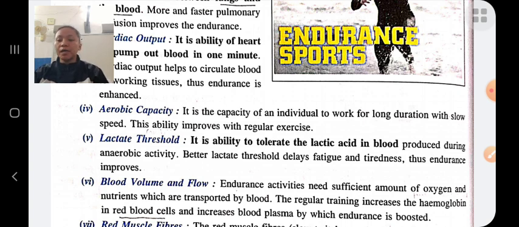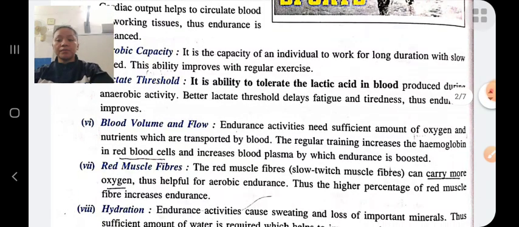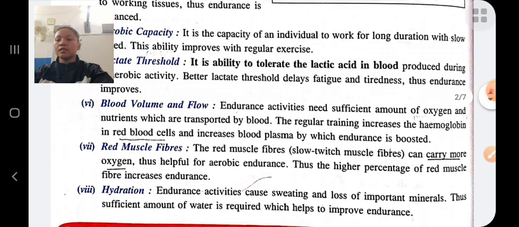Blood volume or blood flow: the higher the flow of blood, the more oxygen and nutrients will be transported by the blood to the working muscles, and there will also be an increase in hemoglobin in the red blood cells. Red muscle fibers: the persons who have red muscle fibers have more endurance because red muscle fibers carry more oxygen. Thus, it will help to improve our aerobic endurance.